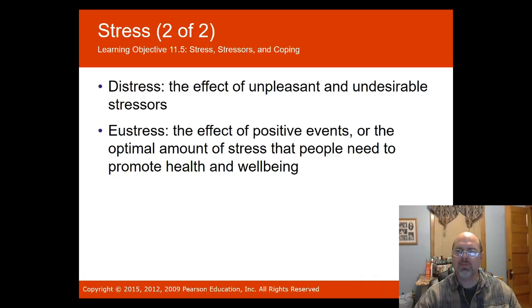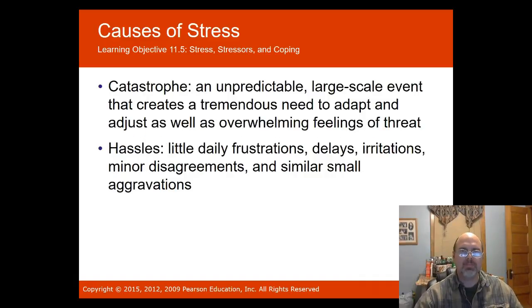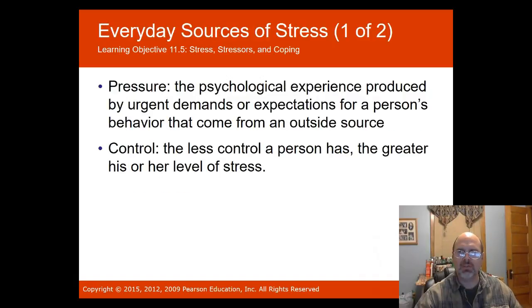Other examples of eustress would be having a new job or job promotion, having a baby, new types of stress, and you have to step up and adapt to the new situation. Positive thing, but there's stress involved. Okay, we talked about catastrophes and hassles. Let's see, pressure. Pressure is when people feel they must work harder, faster, or do more than meet expectations. So, like I say, get a promotion, there's pressure. Control. The less control a person has, the greater his or her stress level.